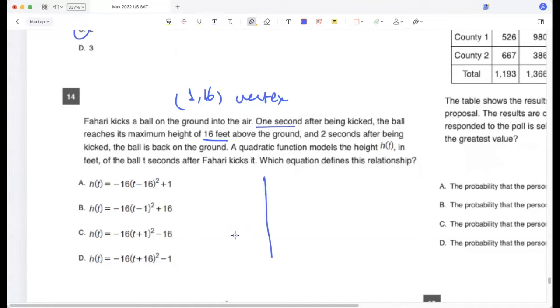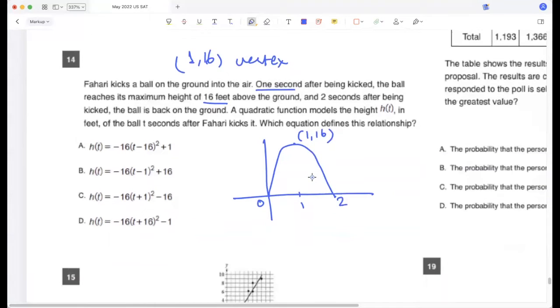So if you draw it, it will look something like this, right? So 1 second, this is 0, this is 1, and this is 2. And this point is (1, 16), right? So we can simply write it as y = a(x - 1)^2 + 16.